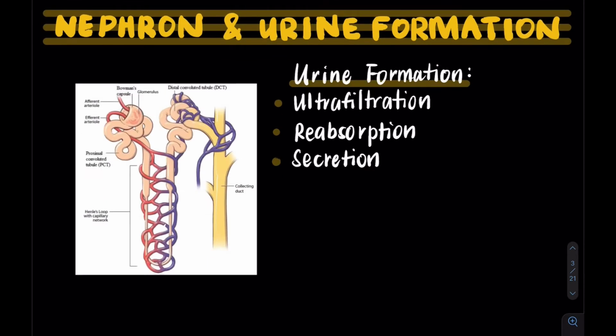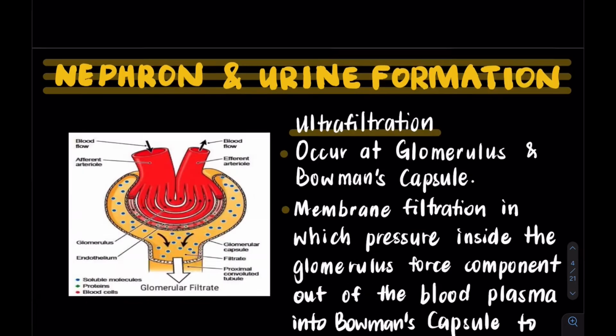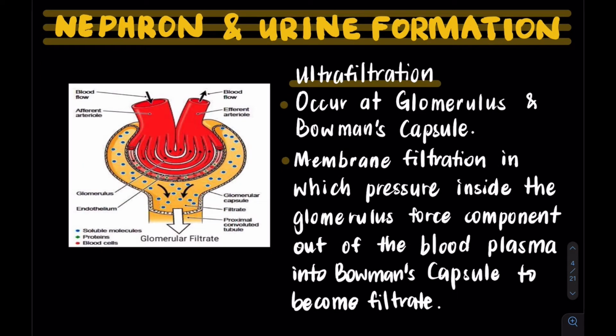Next, we will look at the process of urine formation. There are three main processes in urine formation, which are ultrafiltration, reabsorption, and secretion. Ultrafiltration is the first step in urine formation. It involves the glomerulus and the Bowman capsule.